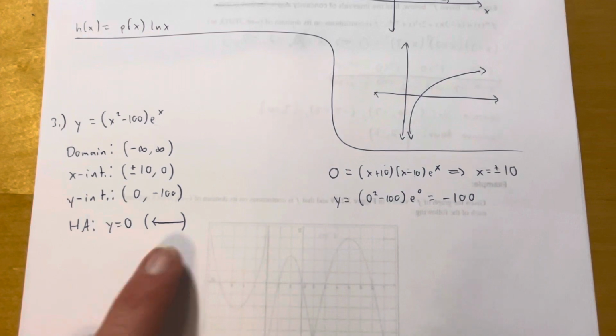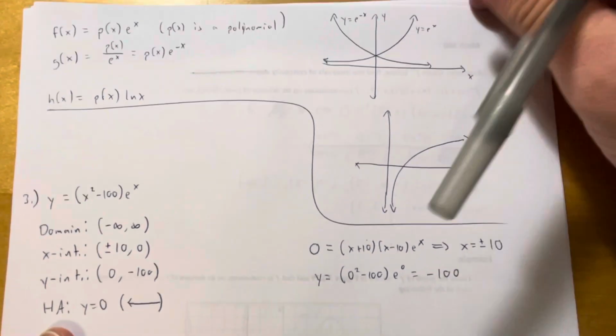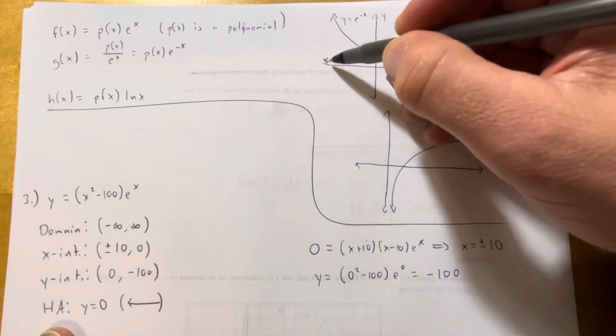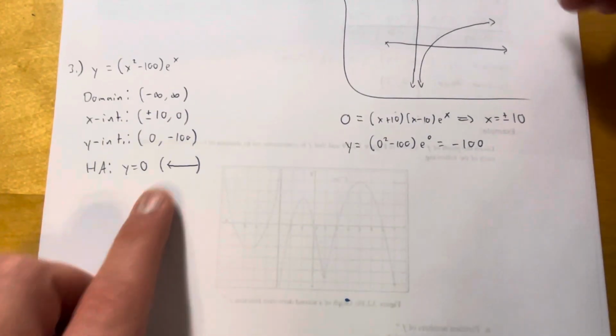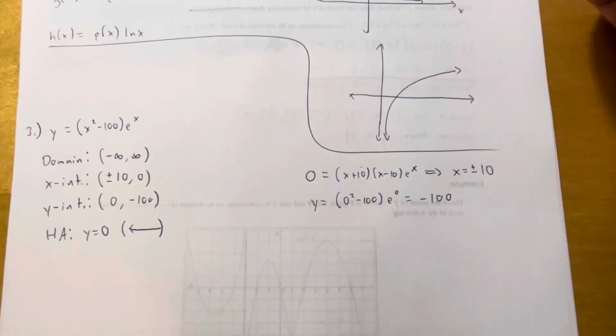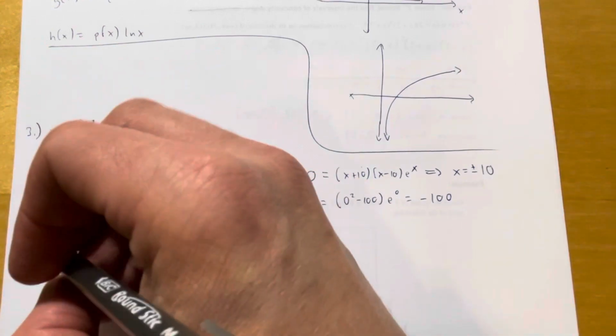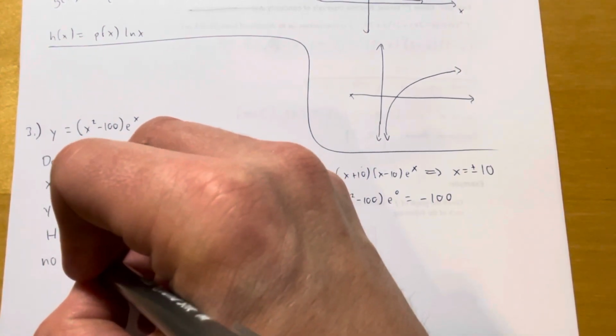This is an arrow pointing to the left, and it's indicating that this horizontal asymptote only applies to the part of the function that's going towards the left and not the part that's going towards the right. You don't have to include that, but that's helpful when you actually use this information to graph functions in the parent class. This thing has no vertical asymptotes.